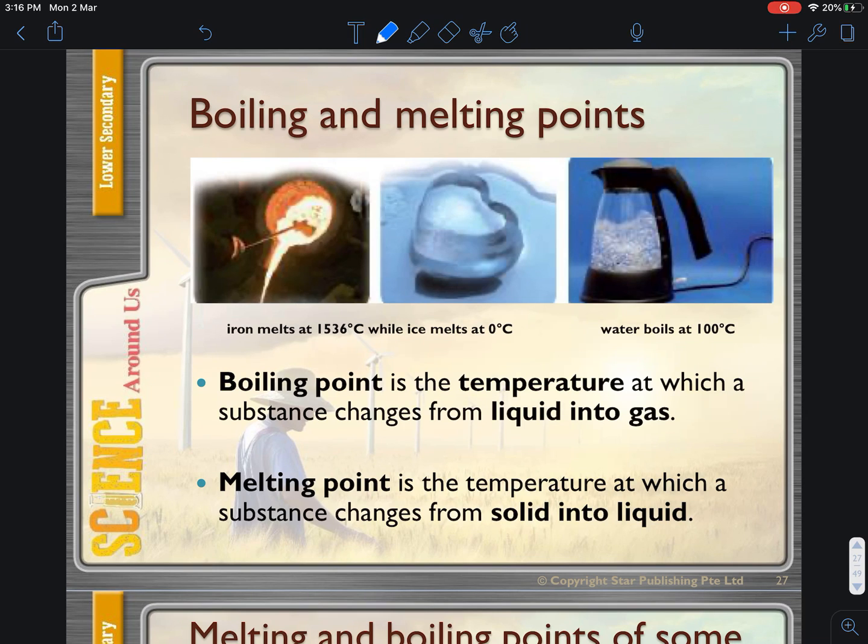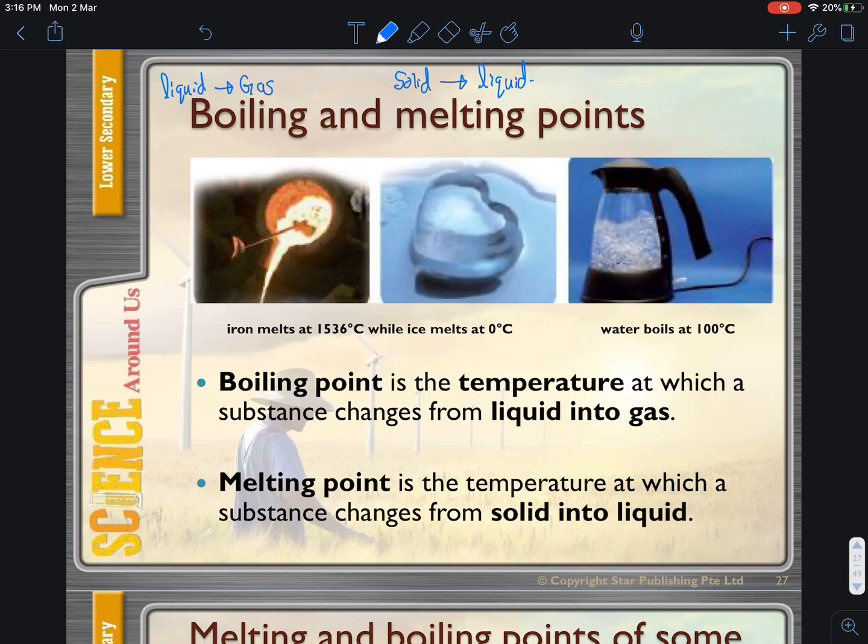So in our previous lesson, we also learned that melting and boiling point in a pure substance is fixed. This could be seen when there is no change in the values when it changes its state. So for boiling, it's from the liquid state change to the gaseous state. And for melting, it will be from the solid state change into the liquid state. So boiling point is the temperature at which a substance changes in state, and melting point is the temperature at which a substance changes in state.